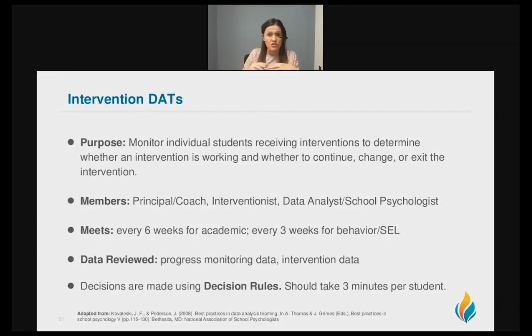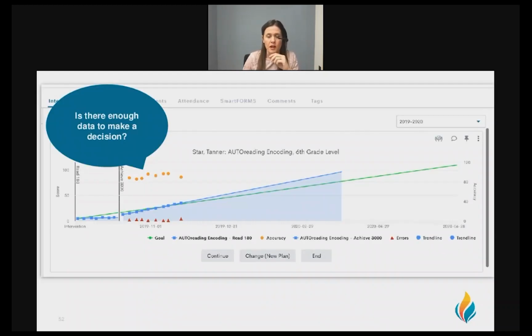This shouldn't take longer than 3 minutes per student. So if you have a list of 20 kids, you can get that done in an hour, very effectively, and you do this every 6 weeks. Of course, it goes faster if you have a system that gives you the data in a very easy way. You have to be very organized when you go into those meetings to be able to get through it in 60 minutes.